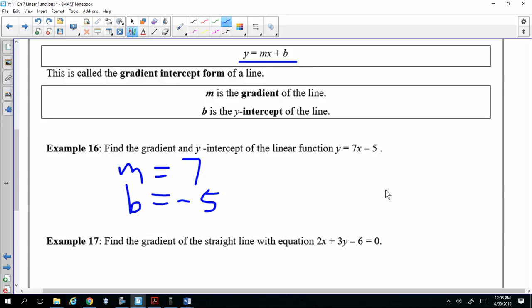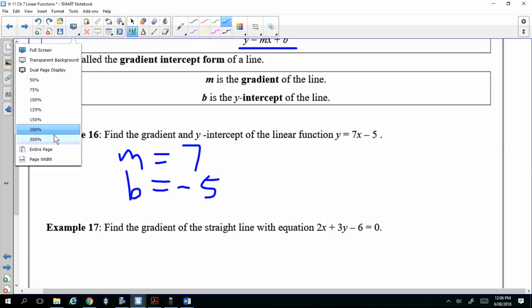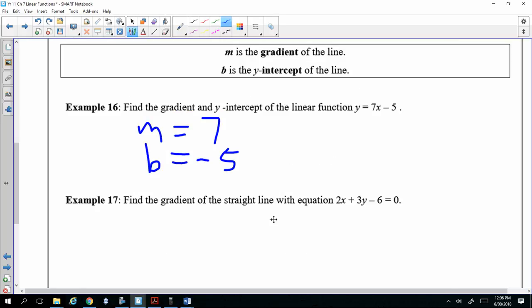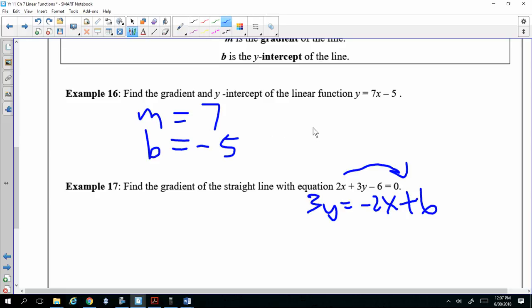Now, what's the gradient and the y-intercept? So what you need to do is to make y the subject. So you have to rearrange to make y the subject. So move the 2x to the right. So write 3y equals -2x plus 6. You have to make y the subject before you can write down the gradient and the y-intercept. Divide by 3. -2/3 x plus, what's 6 divided by 3? 2. Got it? Now I could write down the gradient and the y-intercept.